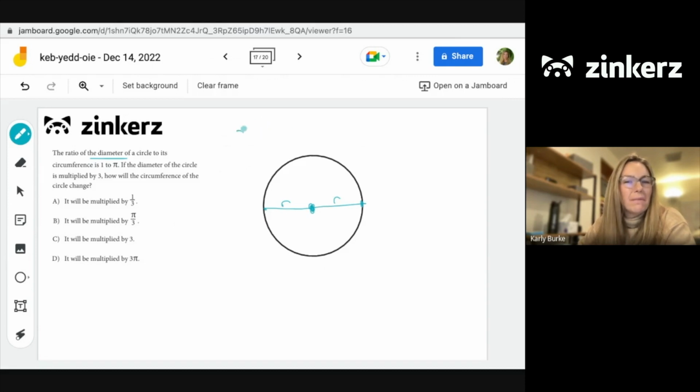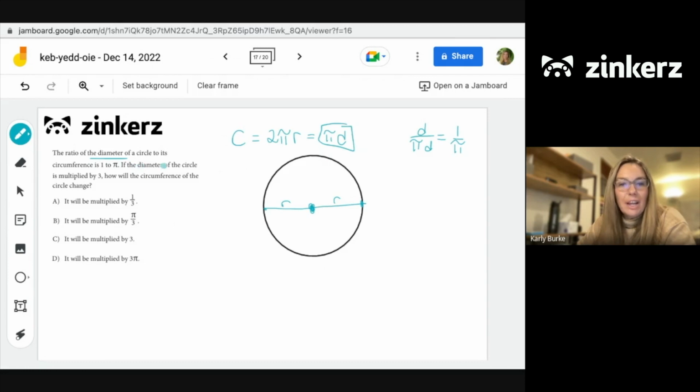Do you remember what the circumference of the circle is? Well, on the formula sheet, it's 2 pi r, but you may also remember that it's just pi times the diameter. So that's important because I can actually use this and now figure out what the ratio is. So I know the ratio of the diameter to the circumference simplifies to 1 to pi, right?